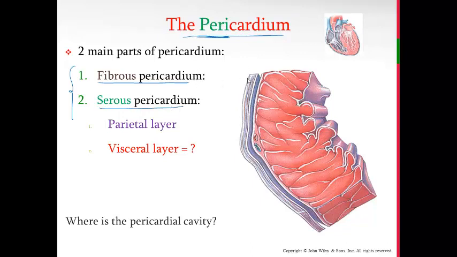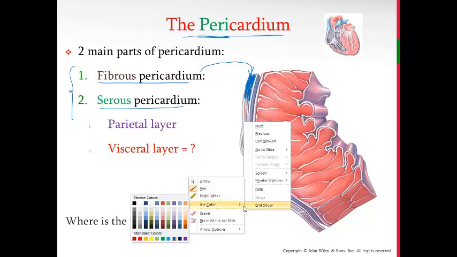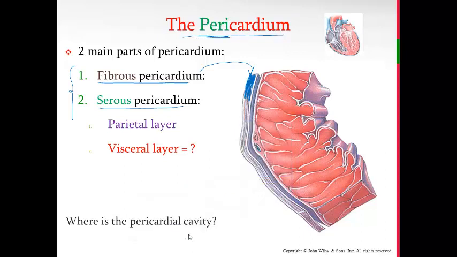Now if you take a look over here, I'm going to actually color it in. So this blue part on this outside, and I'm going to color just a region of it, is the fibrous pericardium. And I'm going to change the color so I can show you the other ones. So let's go now into the serous pericardium. You can see this layer that's been colored now in purple. That is the parietal layer of the serous pericardium.